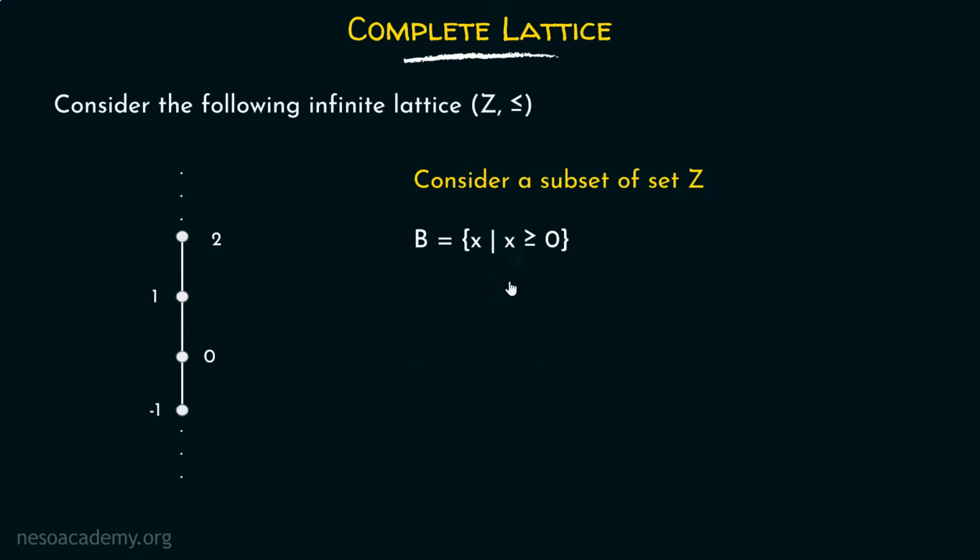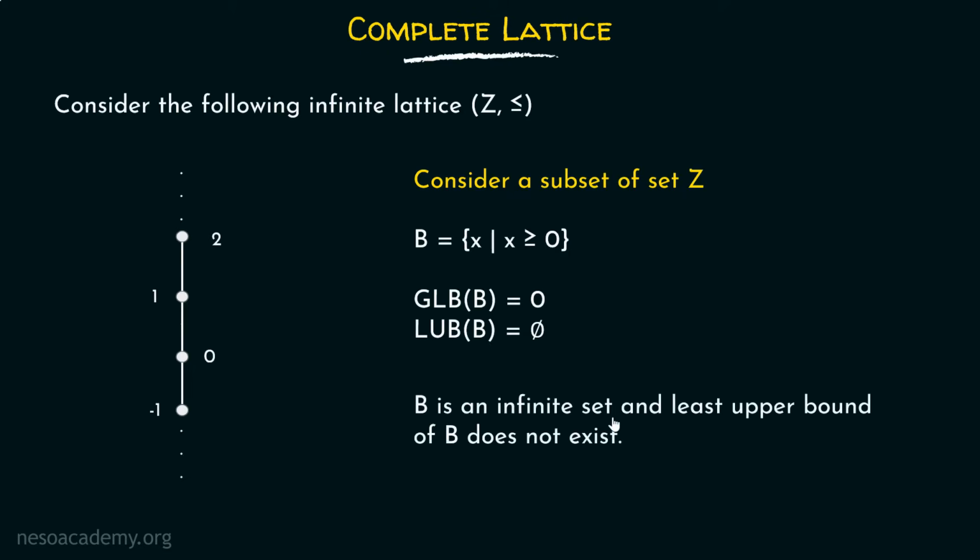But wait. Consider this particular subset B, which consists of all x such that x is greater than or equal to 0. Now I am considering an infinite set, right? The greatest lower bound of B is obviously 0. And what about the least upper bound of B? Here, this is an infinite set. There is no least upper bound of this particular set. You don't know the first meeting point when we trace the path up from these vertices. Therefore, the least upper bound of B does not exist. B is an infinite set and the least upper bound of B does not exist.